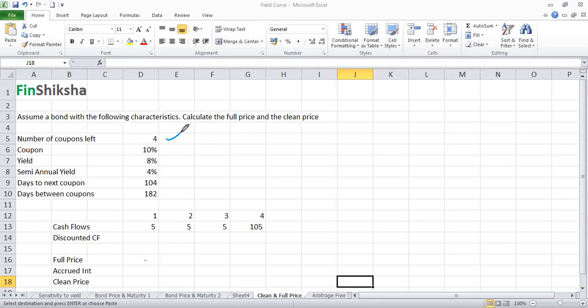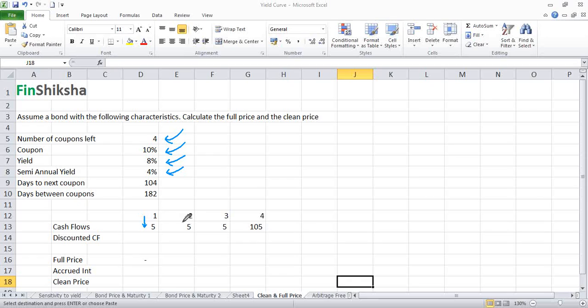We have a bond with 4 coupons left. The annual coupon yield is 10%. The yield at which you will discount is 8%. That's the annual yield, so the semi-annual yield will be 4%. So effectively the cash flows are given here.